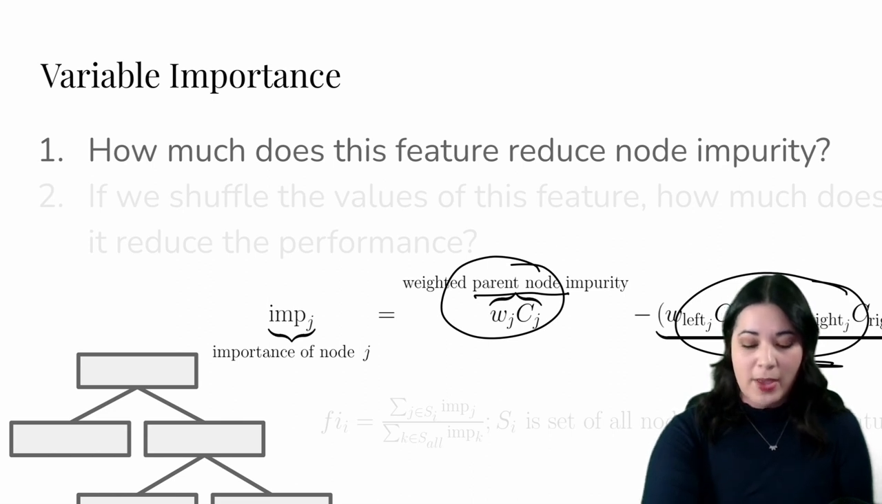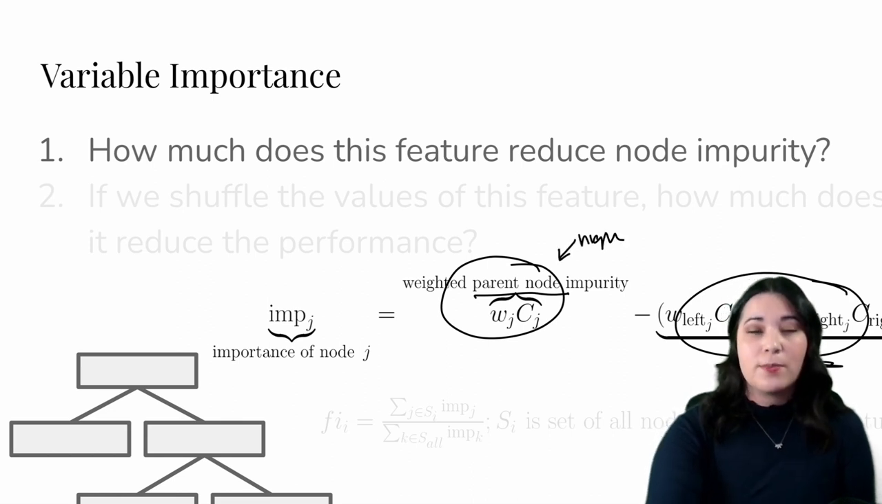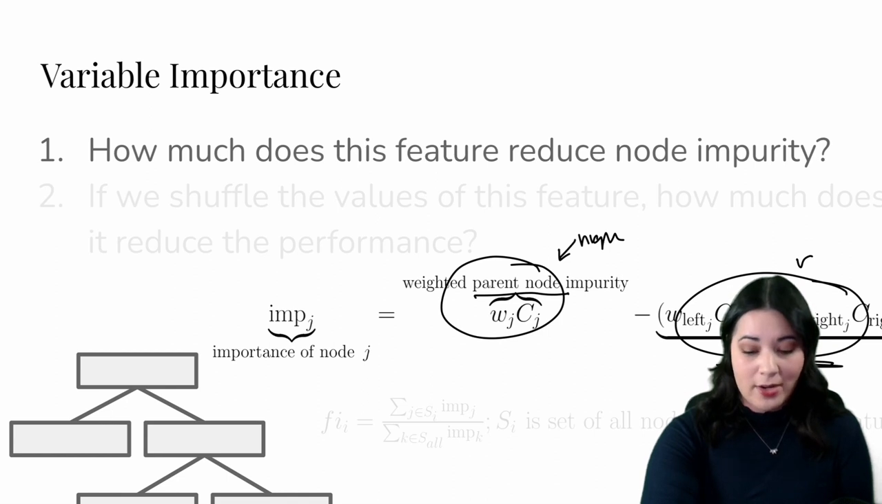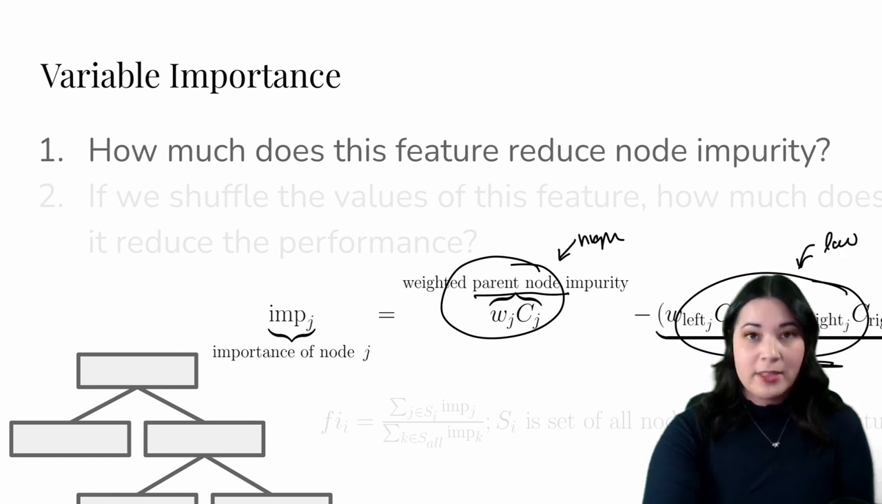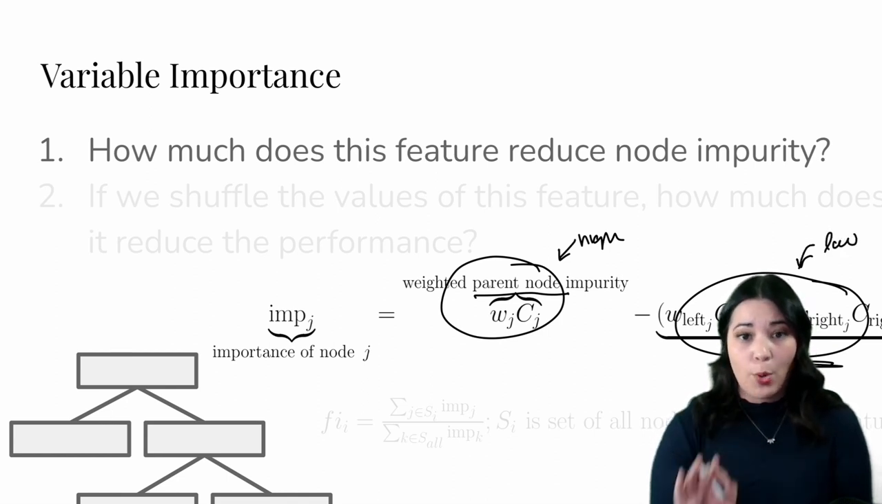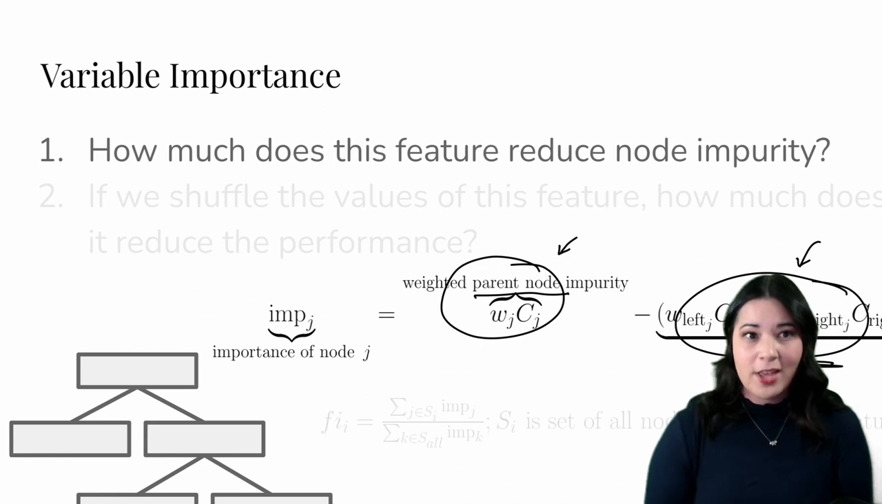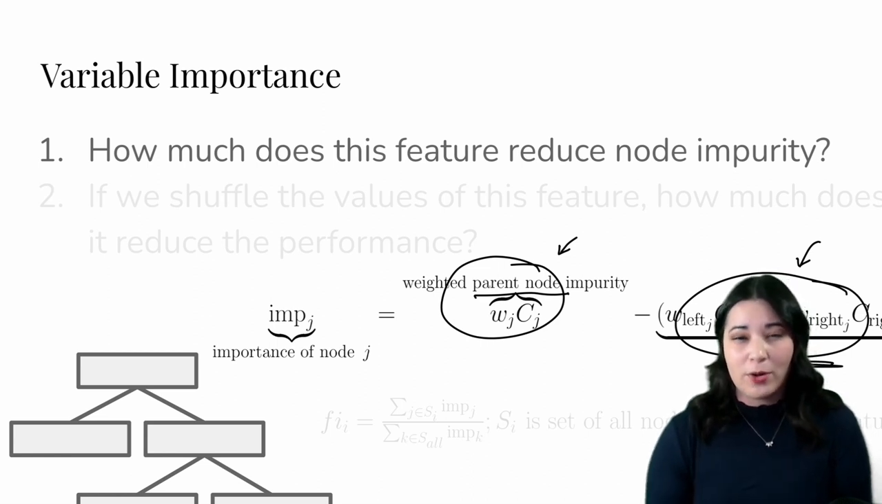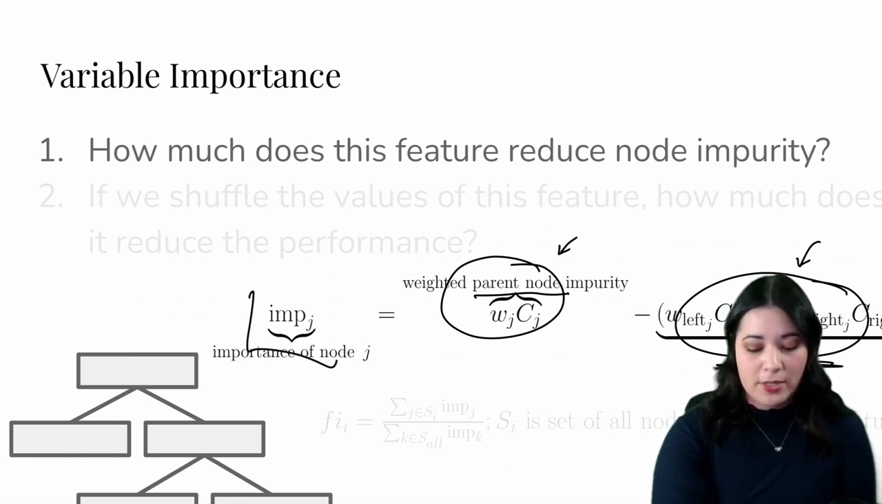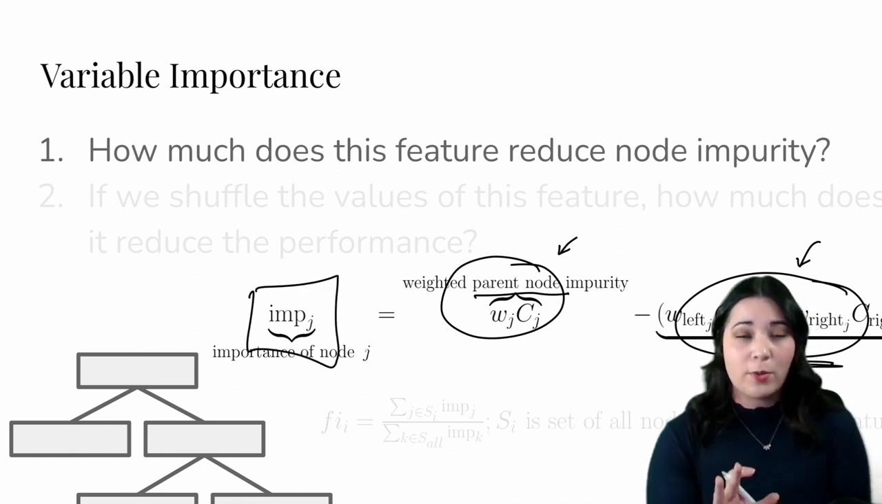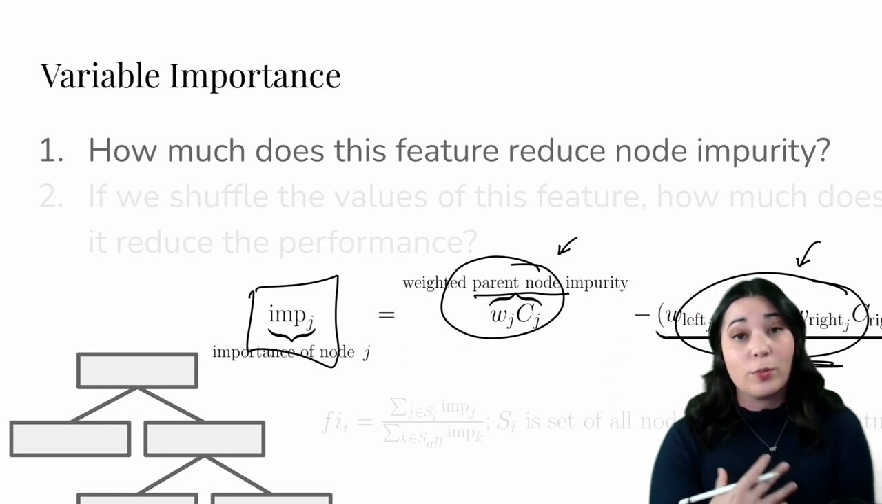If the impurity of the parent node was really high and the impurity of the children nodes weighted is really low, then that means that this variable is very important. It allows us to reduce the impurity a lot. However, if you think about the case where the parent node's impurity is relatively the same as the weighted child node's impurity, then that variable is not very important. It did not actually reduce the impurity that much. So the bigger this importance number, the more this variable was able to reduce the impurity when we split on it.